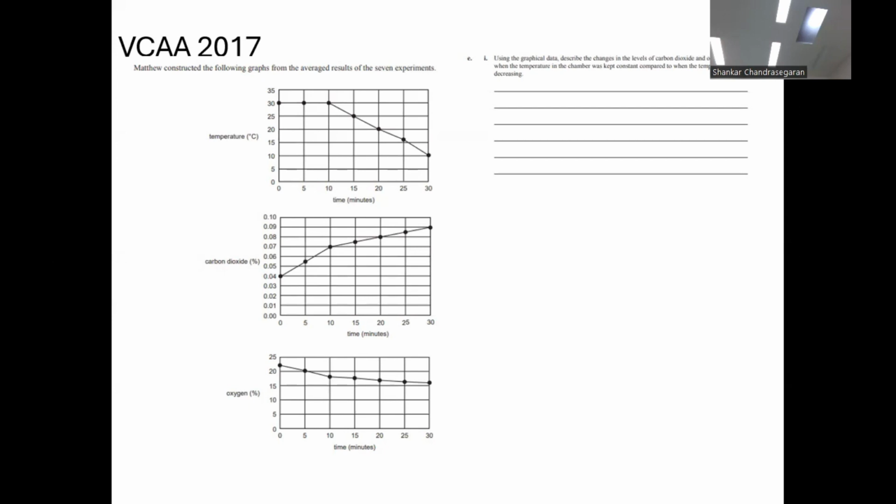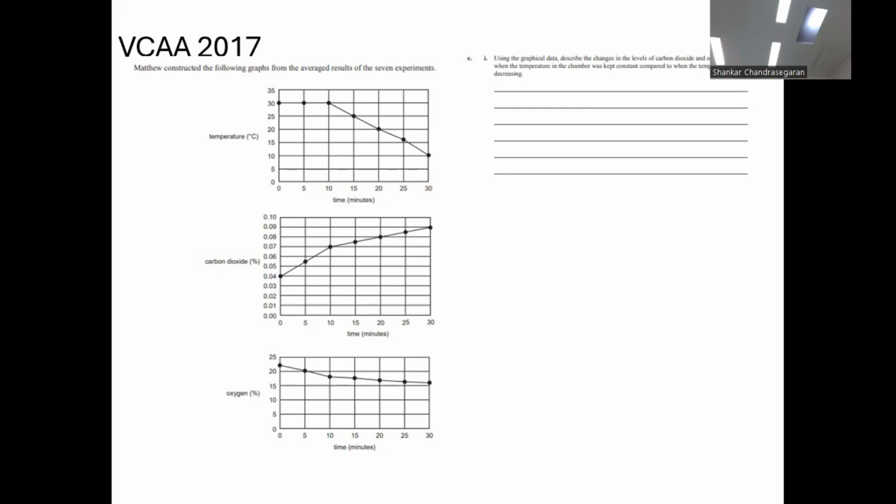So you would say that when the temperature is kept constant, the carbon dioxide levels are increasing at a faster rate compared to when the temperature is decreasing, because the rate at which it's increasing is different, right? When the temperature is kept constant, the rate at which it's increasing is higher compared to when the temperature is decreasing, where the rate is slightly lesser. So you need to make that differentiation when you're giving your answer.